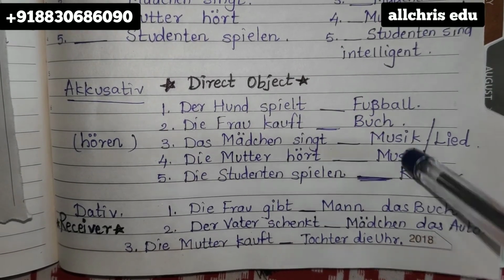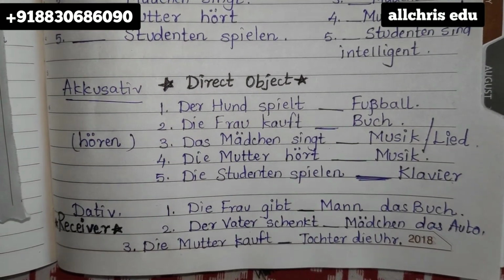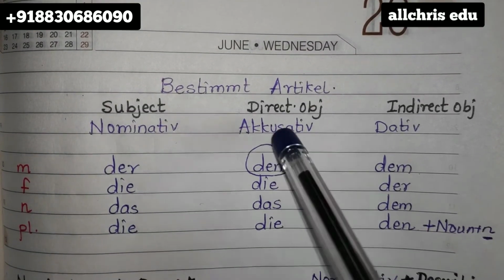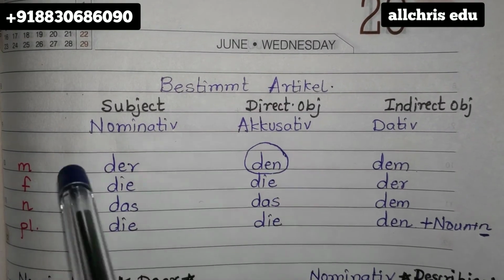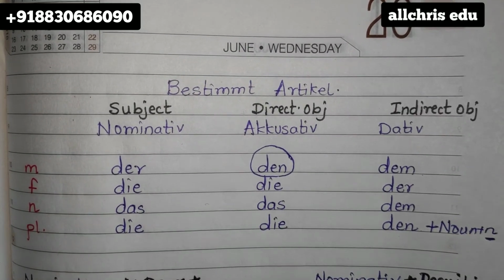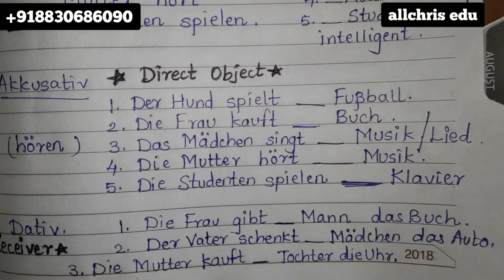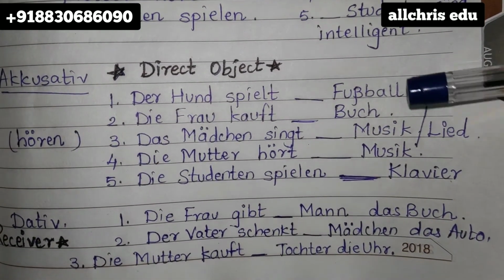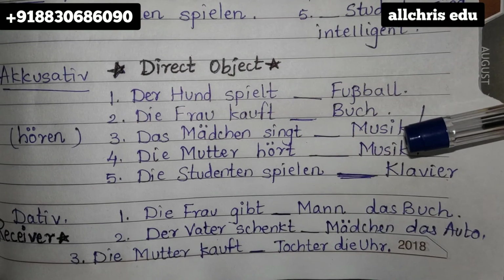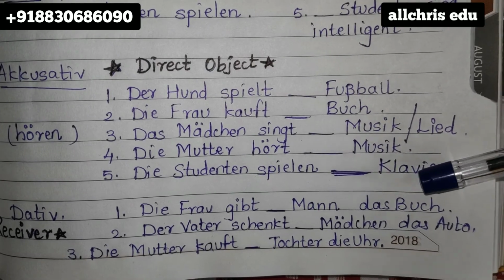So these are accusative. When you write the article, it should be from the accusative column only. I'll show you the accusative column which you saw before also. As you saw, in the accusative column, it is the same. According to the gender, whenever the male gender is there, we'll change it. Otherwise, same articles, but you should know the concept is different. Fußball, gender is male. So what article will come from accusative? Then Buch, neutral. Musik is female. Lied is neutral. Klavier is neutral.